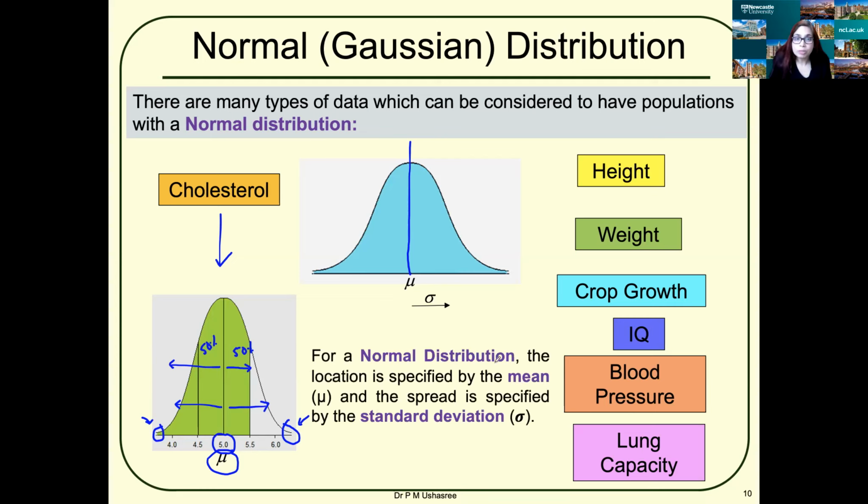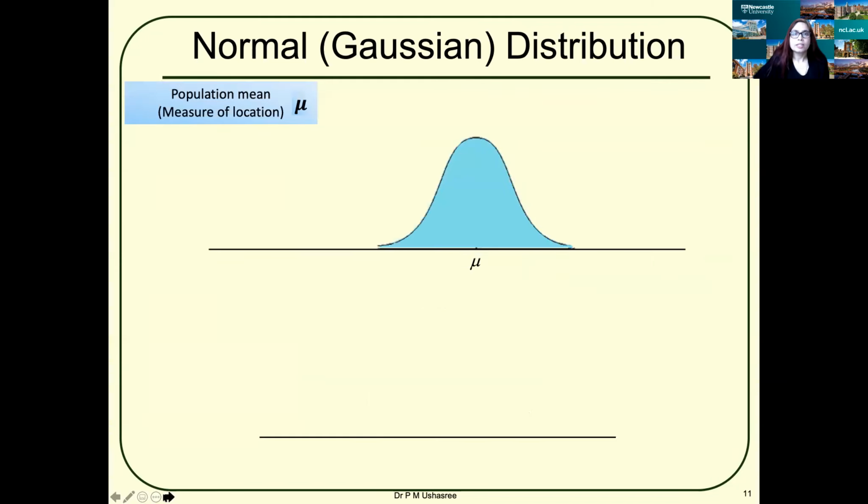So for a normal distribution, the location is specified by the mean, and the standard deviation will help us to determine the spread. So here the standard deviation is 5.5 minus 5, which is 0.5. So the spread is specified by the standard deviation and the location is specified by the population mean. Let me make it clearer. This will help you understand it more clearly.